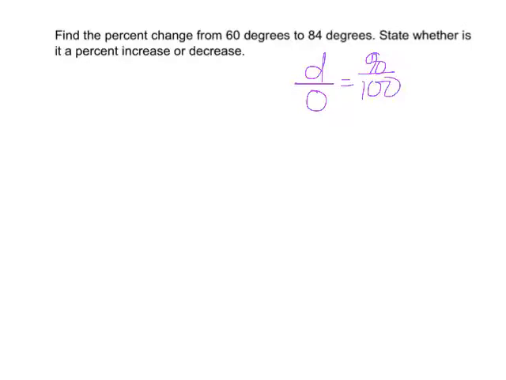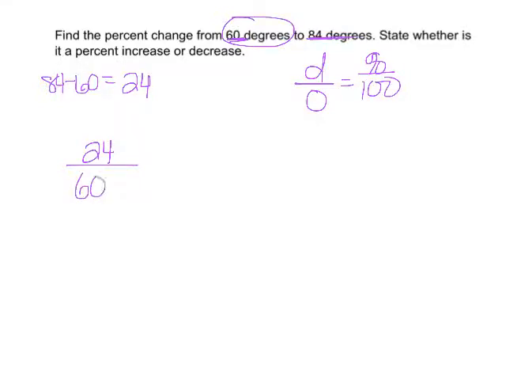Well, the difference is my new minus my old. My new is 84, so I have 84 minus 60, and I'm going to get 24. So I'm going to have that difference of 24 over whatever my original was. My original was 60 degrees, and I know that because it says from. So I'm going to start at 60, equals, and I don't know what the percent is, so I'm going to make that x over 100.